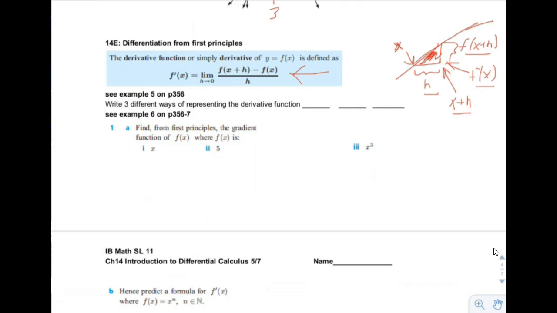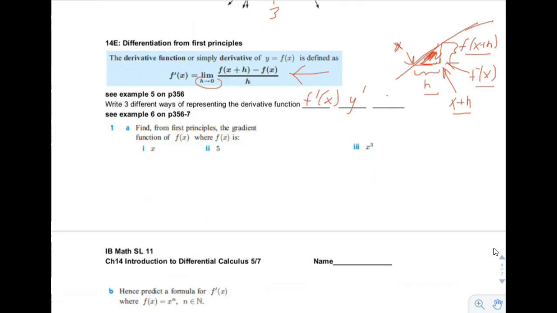Then what we do is we take the limit as the width of this triangle becomes 0, because that's how you make the chord gradient into the tangent gradient. So think back to your investigations and think about what you did with real numbers, and then we're just doing it here with variables. All right, write 3 different ways of representing the derivative function. From their book reading, we have what we already know. We have f dashed x. We also have the expression y dash or y prime.